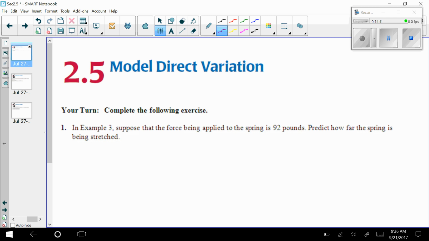So you would have either used the model F equals A times D, or D equals A times F.